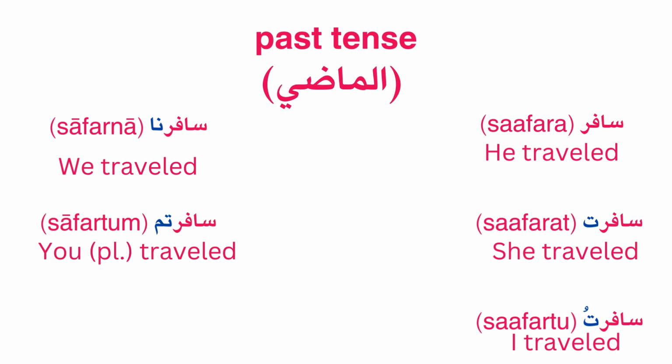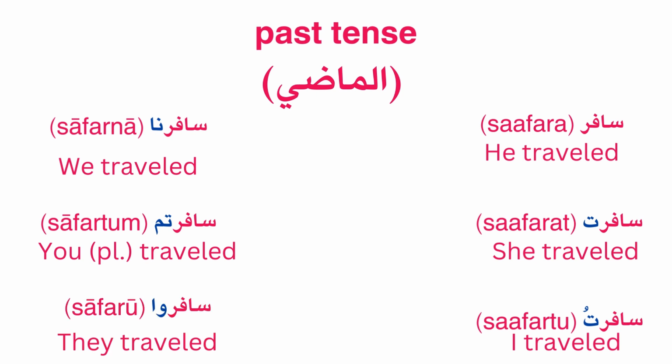Safartum. Tum is for you, for all. Safartum, you, plural, traveled. You traveled. Safaru, waw alif in the end shows they traveled. It means they all, plural, with the waw alif in the end, they traveled.